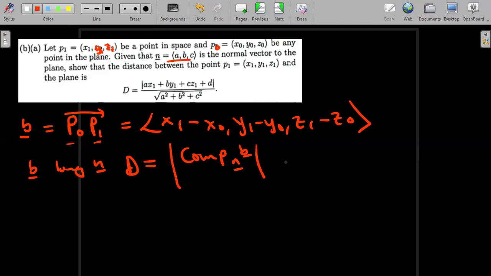So it's going to give you this, and this is just going to be divided by n, multiplied by B, over the modulus of n, like that. So this is how it's going to be. This modulus of n is just the magnitude of this normal vector. So now we use what we have here in order to prove.